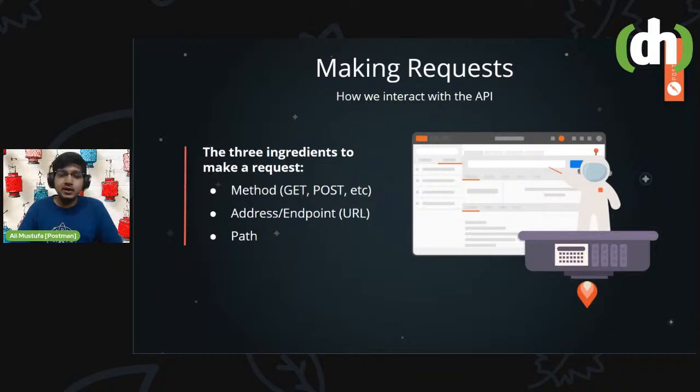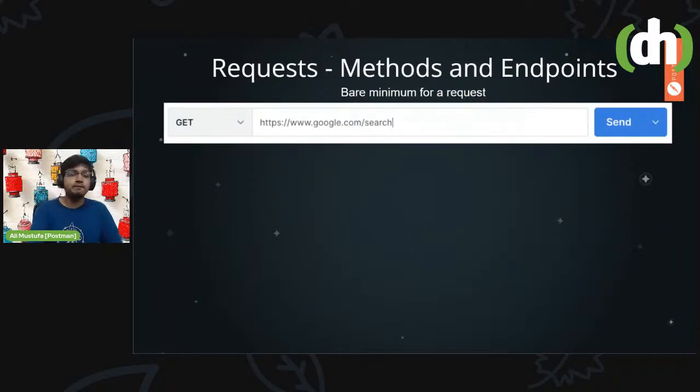Now, making a request is not an easy part, and that's why we have simplified it using three simple steps. Step number one, working with methods. Step number two, talking about the URL or the address and the endpoints. And three, path. What path we are going to use, or what variables or query params we're going to use in making our request.